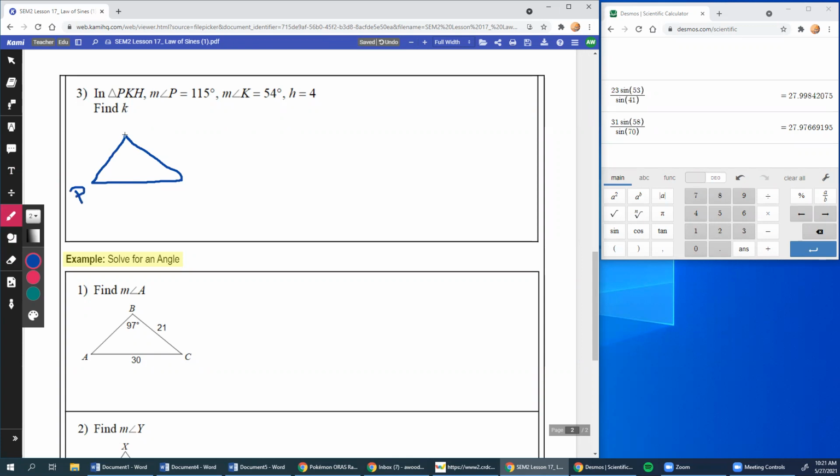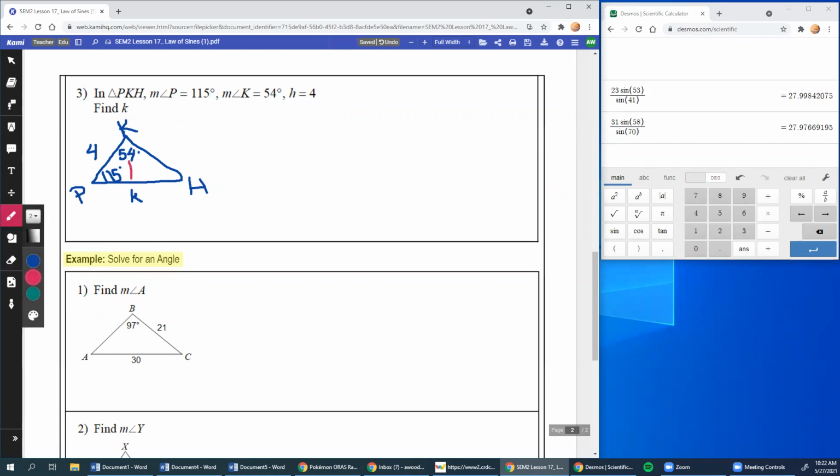So P, K, H. There we go. My pen went a little wild there. So this says angle P is 115 degrees. So again, not drawn to scale. Angle K is 54 degrees. Little h, which is opposite angle H, is 4. And then we want to find little k, which is opposite angle K.